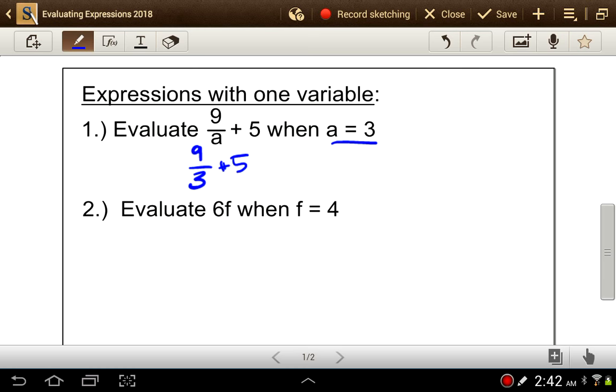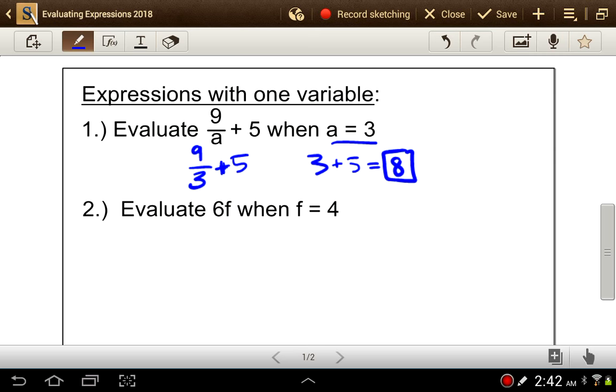Now I'm going to simplify this expression here. Order of operations tells me to divide first, so 9 divided by 3 is 3, plus 5 equals 8. So my final answer is 8. Okay, let's look at number 2.